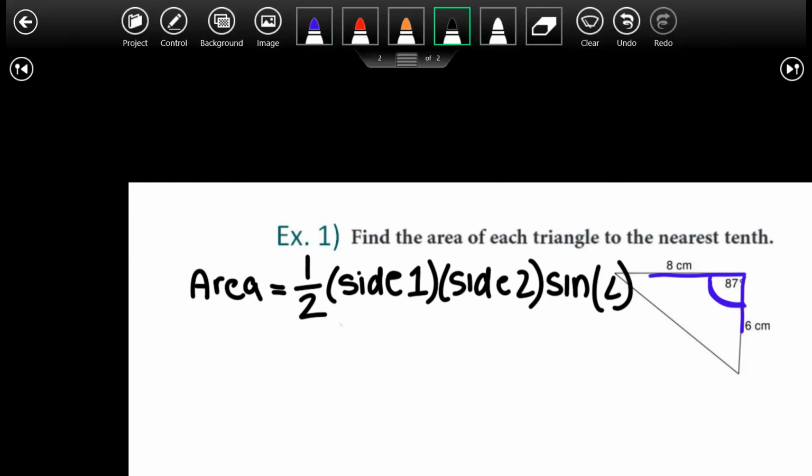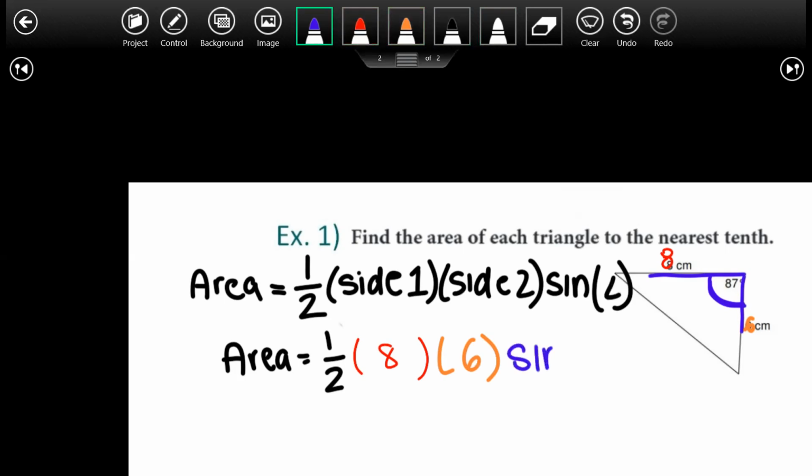If we had to plug this in, the area is going to be equal to 1/2. What is one of our sides equal to? 8. So we can look at this as 8. What's the side length of the other? 6. So this will just be 6. And then we're just going to apply the sine of our angle. What is our angle? 87.